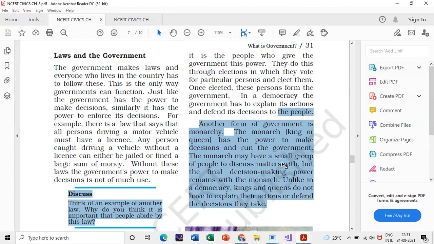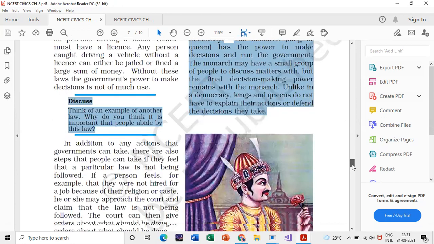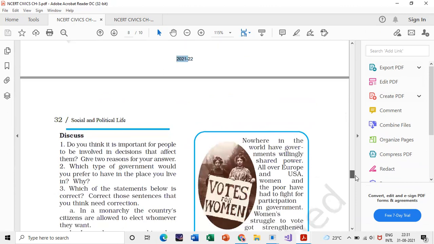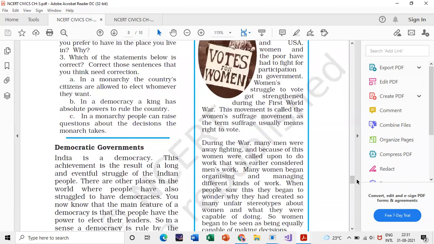Then comes the monarchy. Read this: what do you mean by monarchy, the form of government? Read it, but the difference between democratic and monarchy is very important. Then come here, and underline this very important line: India is a democracy. As you all know, India is a democratic country, so democratic country is very important. Why is India a democratic country? Because in India we vote.